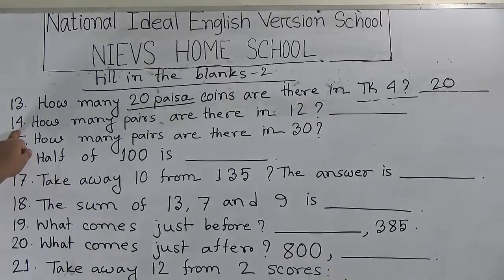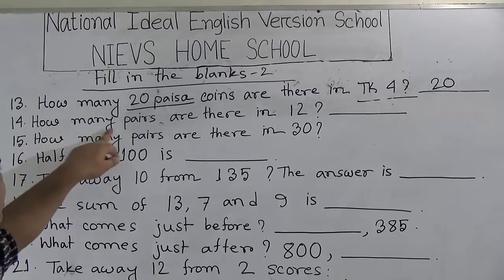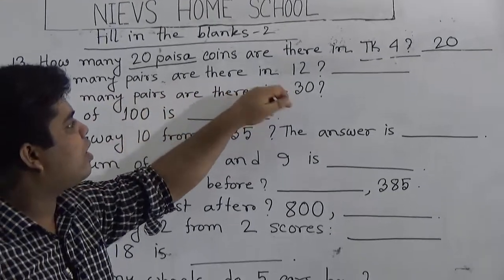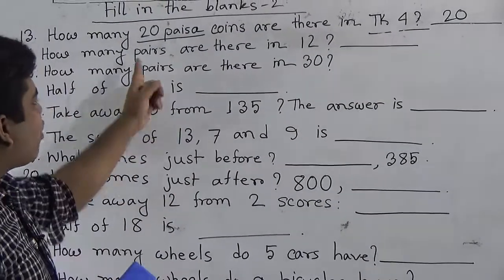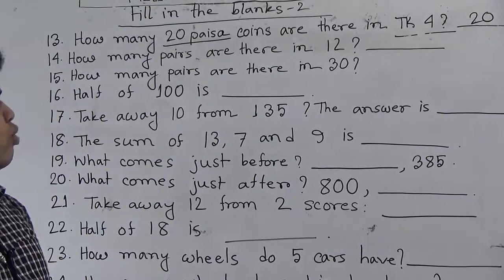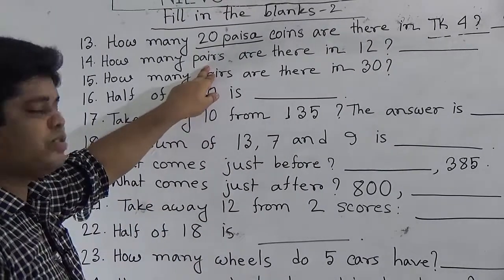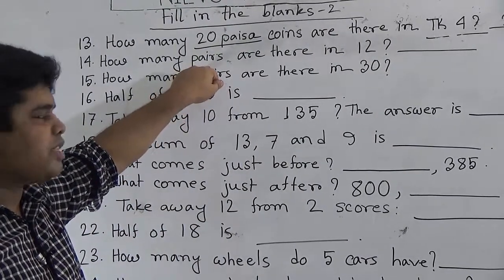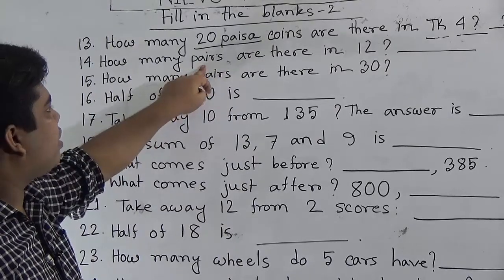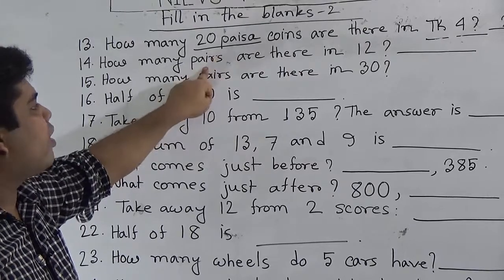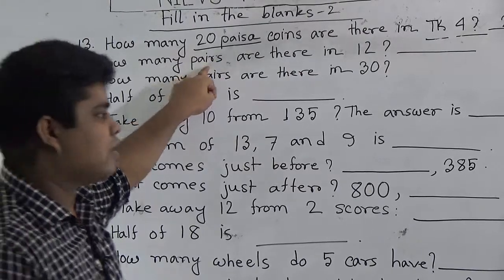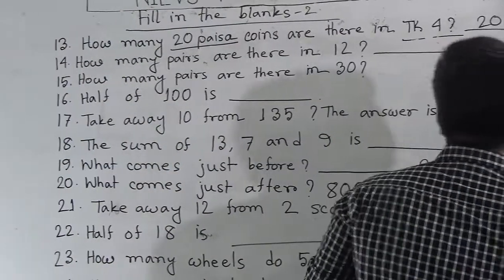Next we shall solve question number 14. How many pairs are there in 12? Before starting to solve this, you need to know one pair equals how many things? Do you know one pair equals how many things? I hope you already know. In class 1 we learned that one pair equals two things.